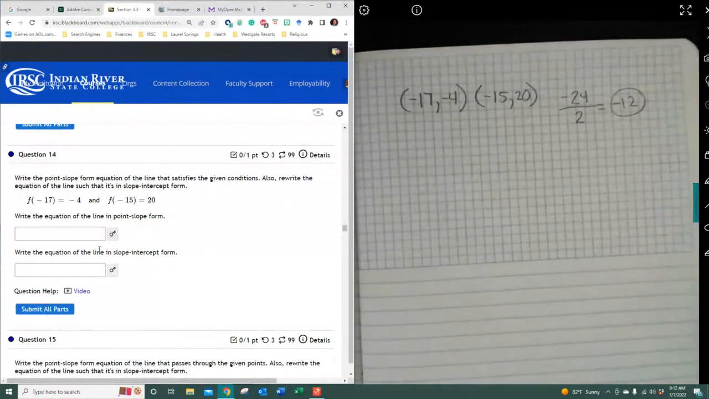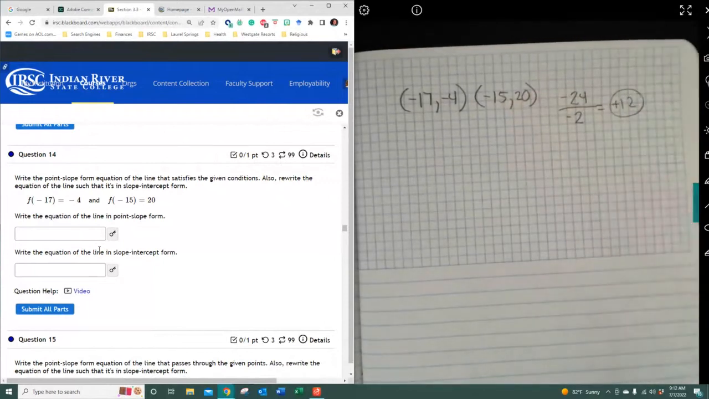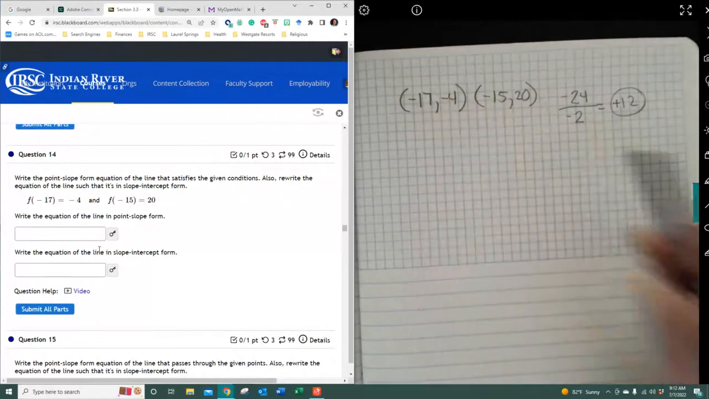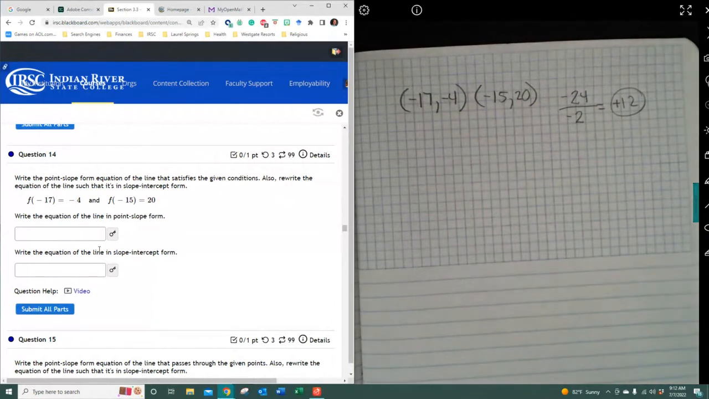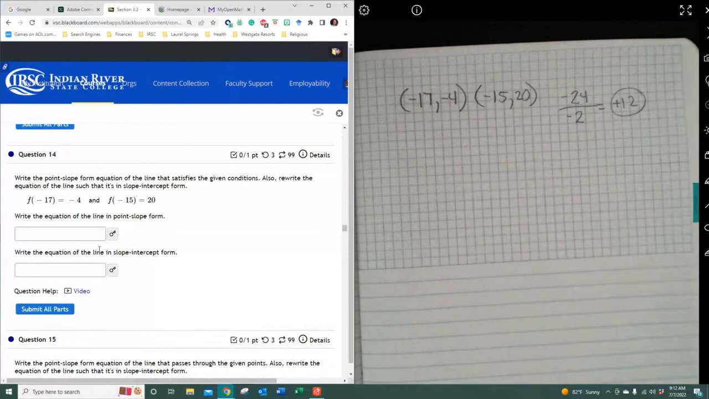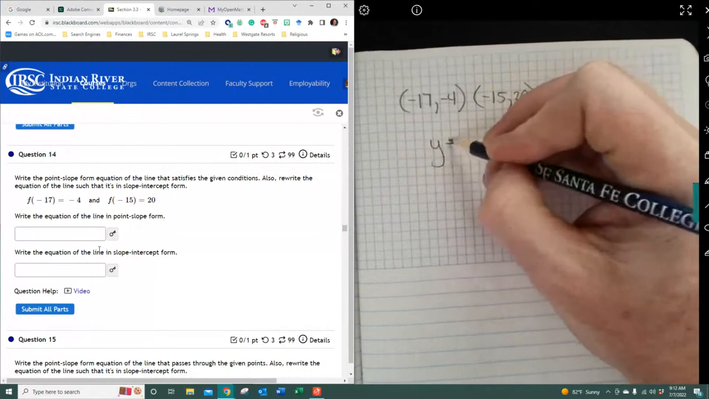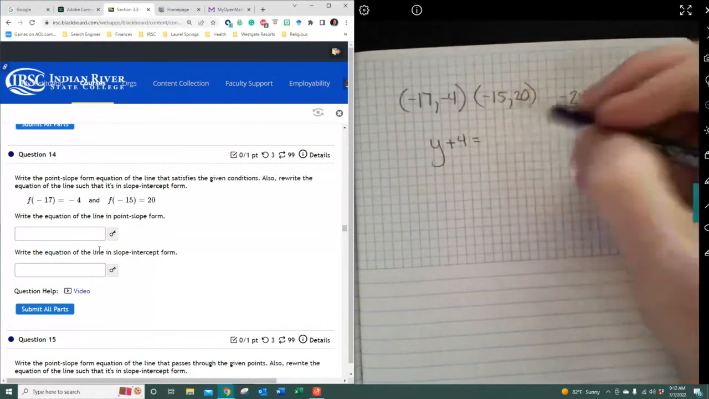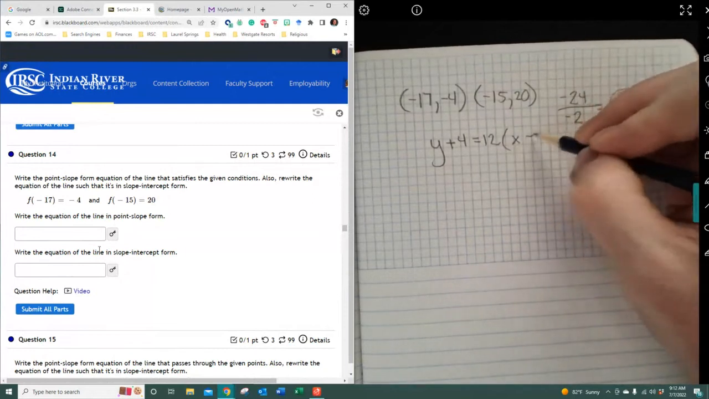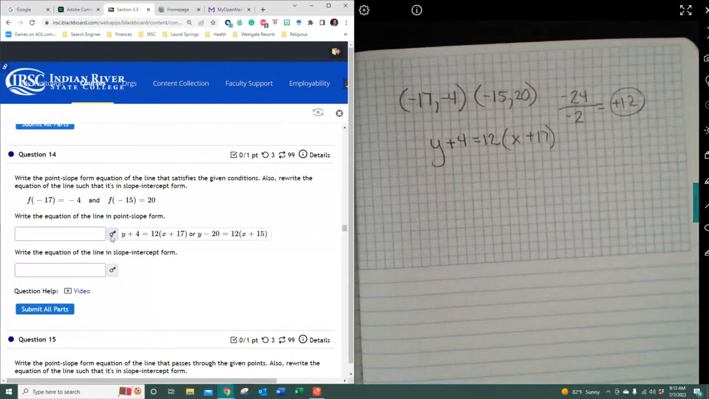Again, I hope that you're picking up how fast I did that, but that would actually be positive, because it'd be +15 added to -17, and that'd be -2. That's why. So now we have +12. You can use either one of those coordinate points. So you would go ahead and do y plus 4 equals 12 times x plus 17. And that's one of the 2 equations you would give.